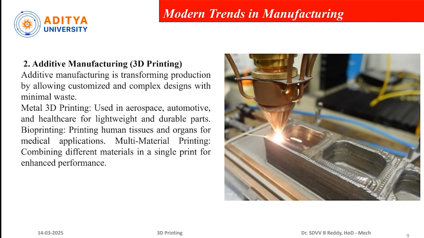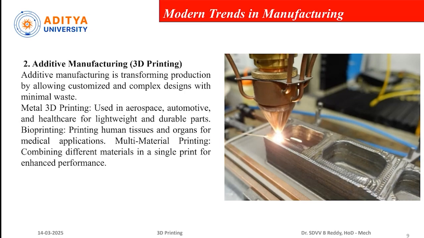Then the next one is bioprinting, the printing of human tissues and organs for medical applications. Nowadays bioprinting is also a main factor. Why? Because if someone has lost a leg or a hand, we can create it through bioprinting. So the main application for bioprinting is printing human tissues and organs, which is applicable in medical applications. That is possible nowadays; it is a modern trend.